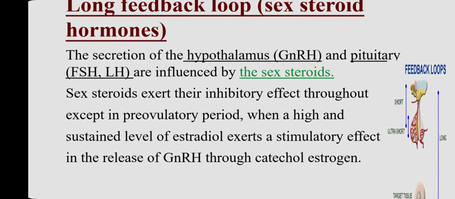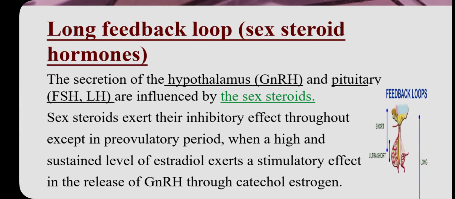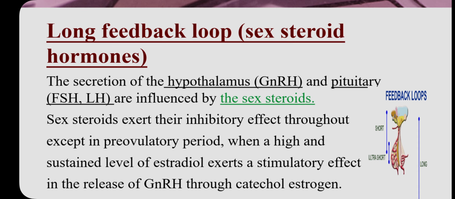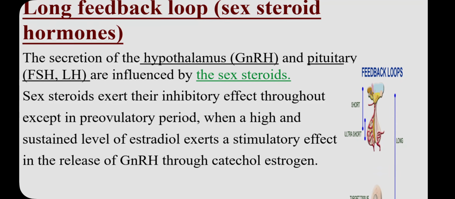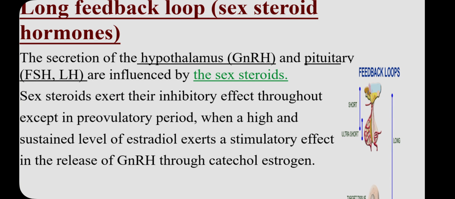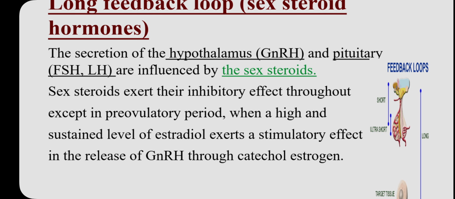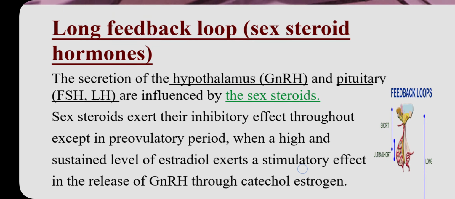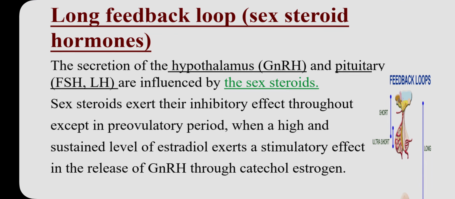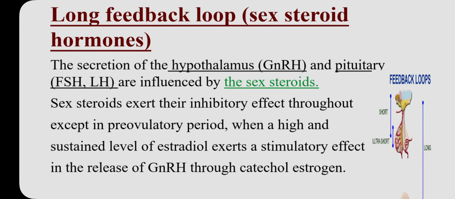So sex steroids, estrogen and progesterone, exert a negative effect throughout except in the pre-ovulatory period, where a high and sustained level of estradiol or the estrogen exerts a stimulatory effect in the release of GnRH through the catechol-estrogen. So what does it mean? Whenever there is an increase in estrogen and progesterone, it inhibits both the hypothalamus as well as the pituitary.